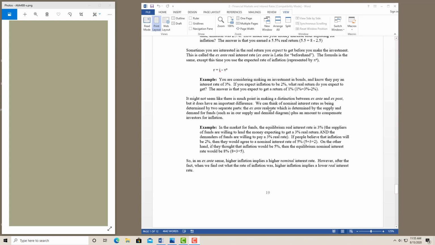So the next thing we want to look at is how we can construct interest rates from these different parts. And here's an important idea. We can think of nominal interest rates as being determined by two separate parts. The ex ante real rate, which is determined by the supply and demand for funds, such as in our supply and demand diagram, plus an amount to compensate investors for inflation.